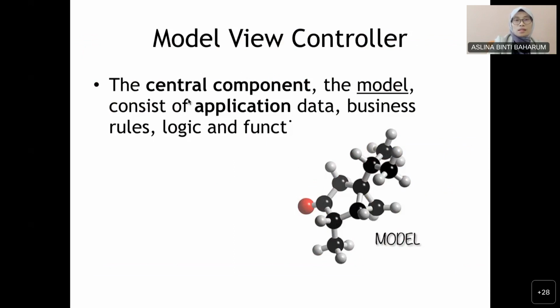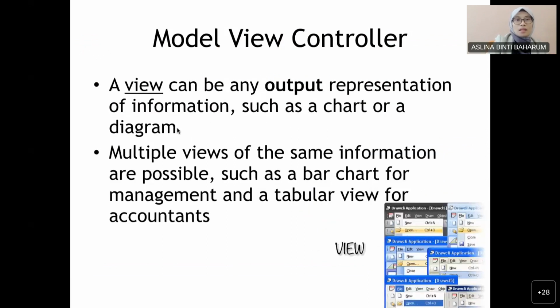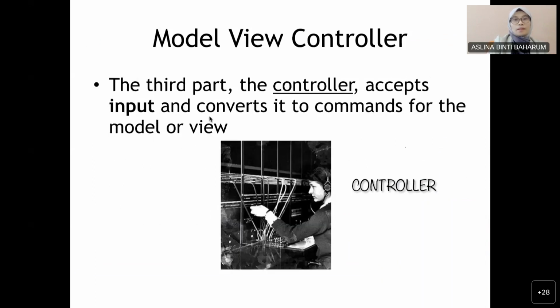The first one is the central component. The model is the application data, business rules, logic, functions, something behind the scene. Next, the view. The view is the output, the display, the output representations. For example, the chart, the diagram, the screen. So view is output. And the last part is the controller, which is input. Input and convert to something, right? So this is the controller.